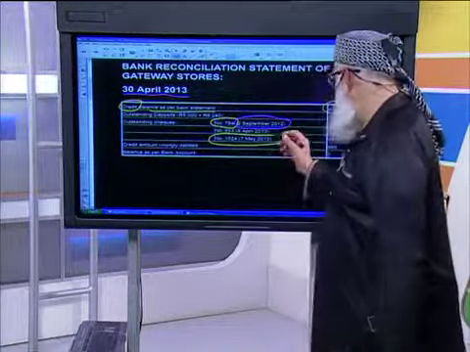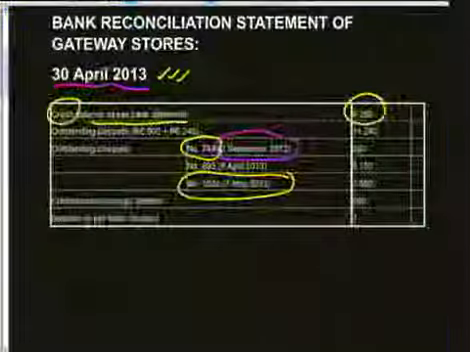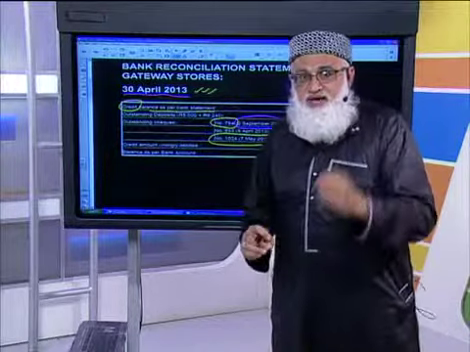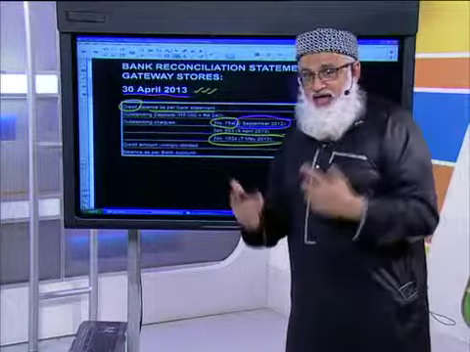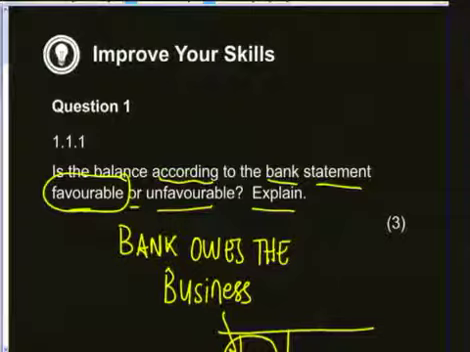Now, this check is dated the 7th of May 2013. At what point are we working? We are on the 30th of April 2013. So immediately it comes to your attention that this is a post-dated check that has been issued by us. Okay. And what is it now? It's the end of the financial year. So now, what are we going to do about it?